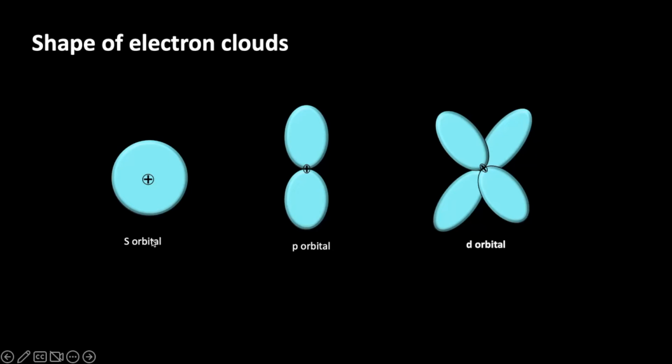So they all have names as well. We have the s orbital, that's a sphere shape, a p orbital, that's dumbbell shape, and the d orbital, that's like a four-leaf clover shape. And there's some more orbitals, but these are the main three you're usually first introduced to.